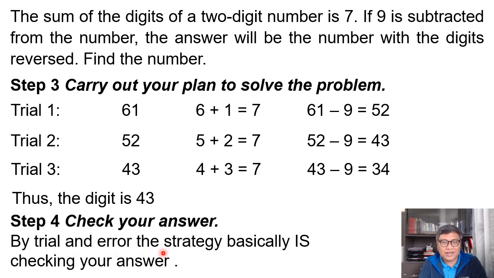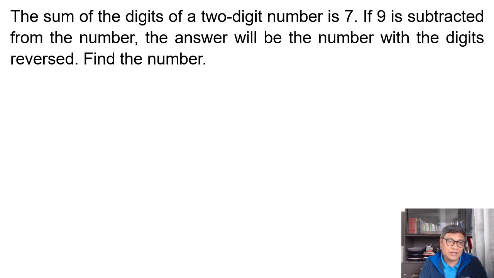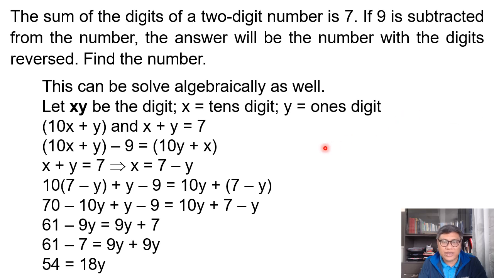So by trial and error, the strategy, as I said, basically is checking your answer because at the same time, because we are using trial and error, class, we can also already see whether or not our solution is correct. So that's how we use trial and error. Now, you can also solve the same problem, class, using an algebraic expression, which is very, very tedious, and sometimes it needs a lot of logical thinking here. So this can be solved algebraically.